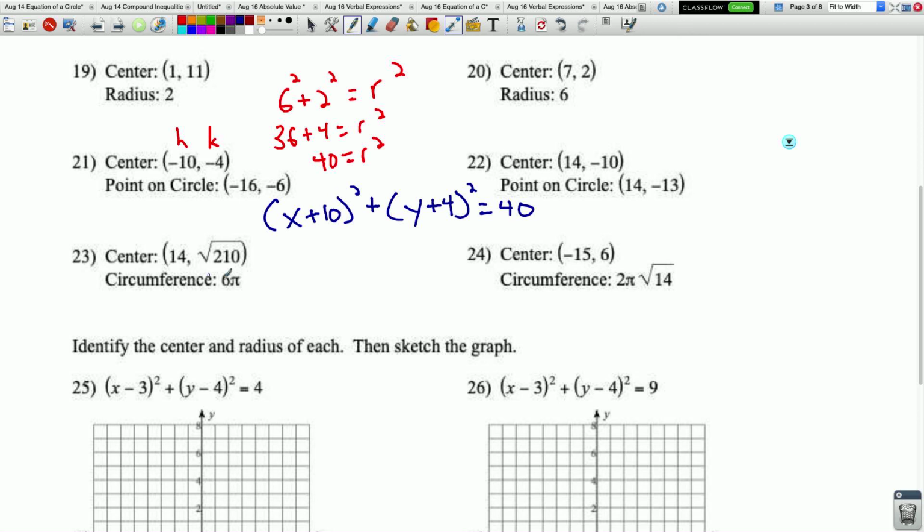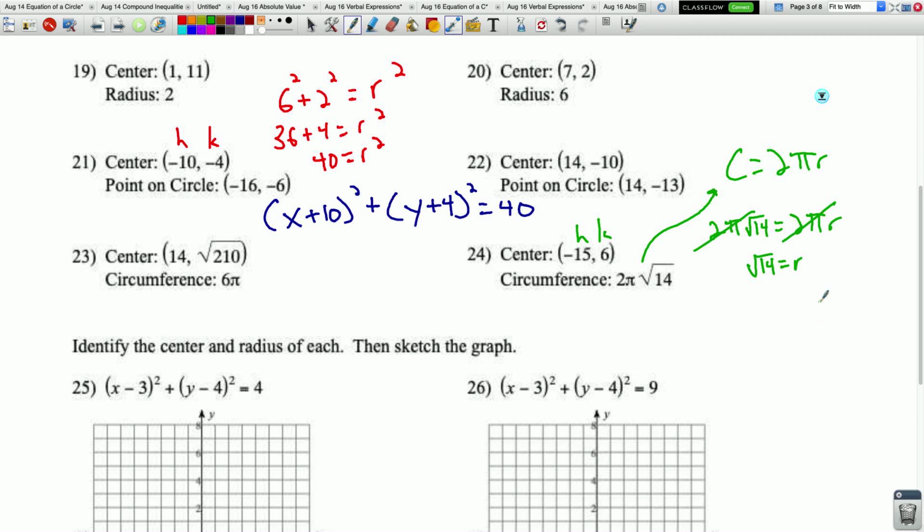All right, what if we're given the circumference like we are in problem number 24? We have the center, so we have an h and a k. We need the radius. We need this formula here. Circumference equals 2 pi r, where r is the radius. So plug in this circumference right here for c. 2 pi root 14 equals 2 pi r. Cancel a 2 pi from both sides, and we get that the square root of 14 equals r.